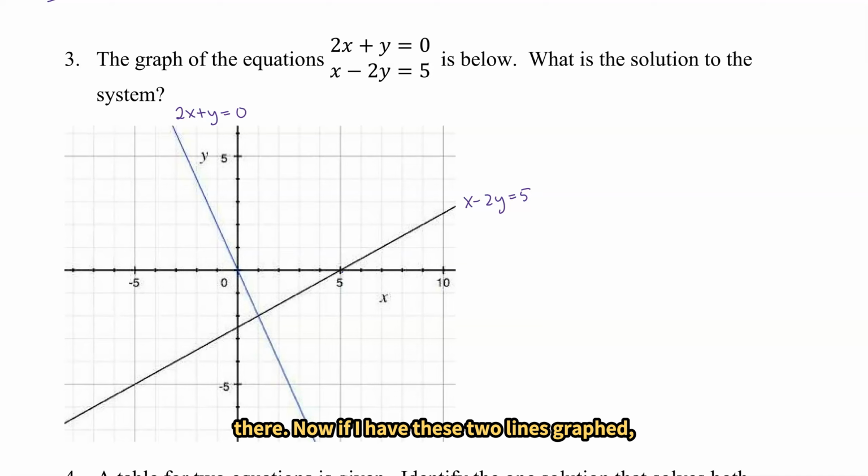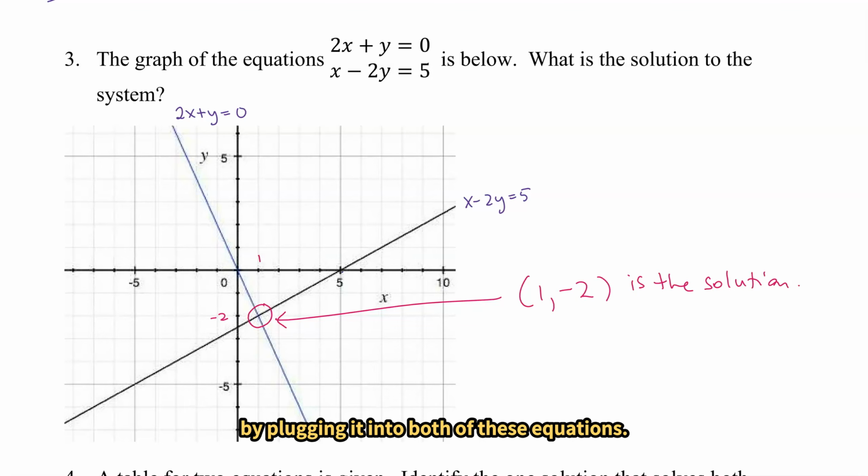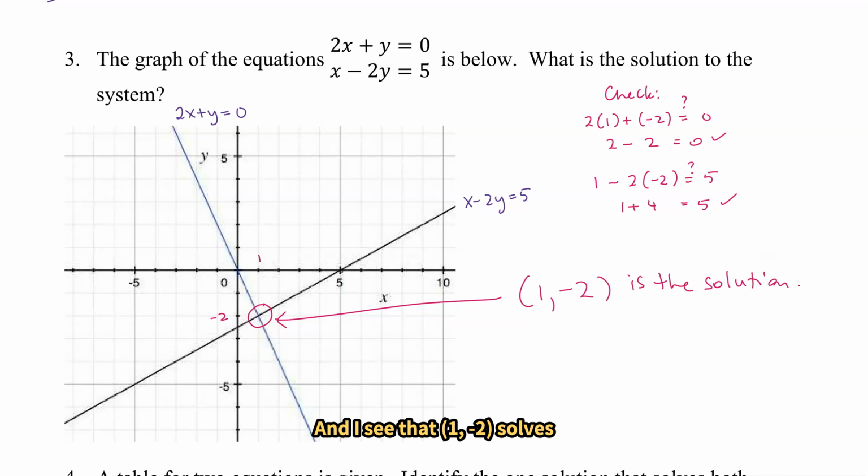Now if I have these two lines graphed, how do I determine the solution of the system? What ordered pair solves both? Well, the ordered pair that solves both will be where those two lines intersect. And that ordered pair is (1, -2). I can check that very easily by plugging it into both of these equations. And I see that (1, -2) solves both of those equations. Therefore, that ordered pair solves the system. We'll take a look more at graphs in just a little bit.